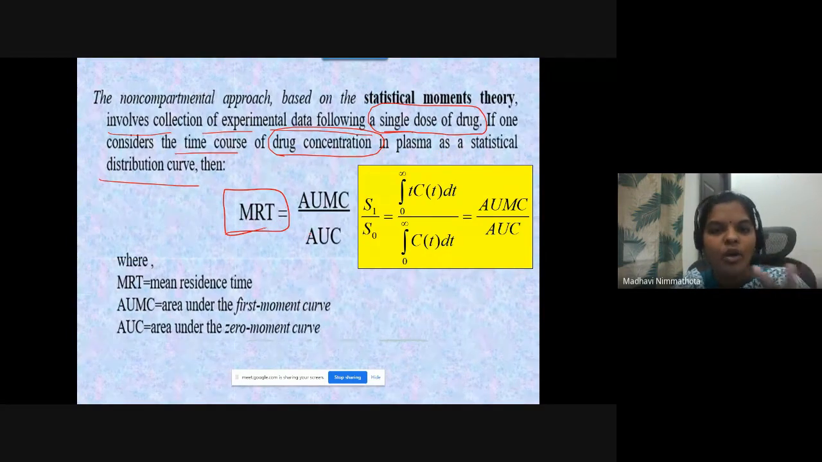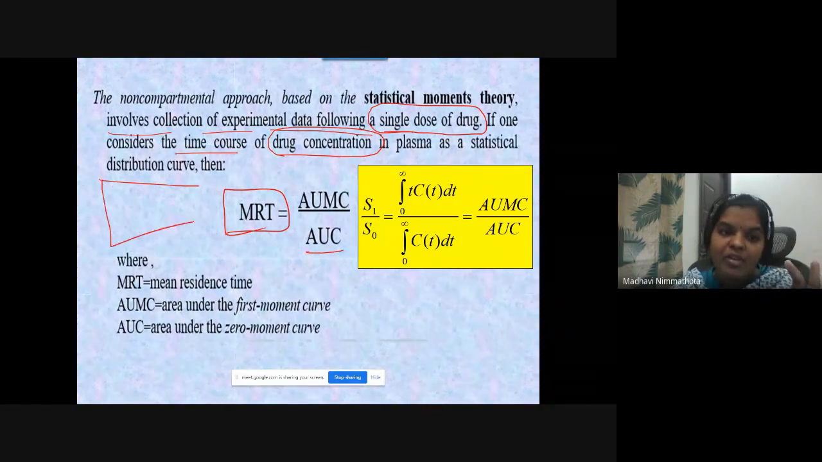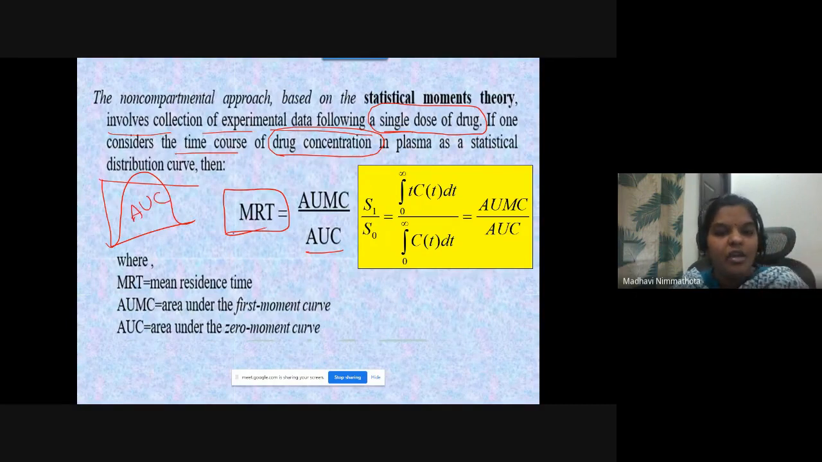You all know about the AUC. This is area under curve. Previously we studied it like this. The area which is available for drug absorption under this curve, we denote as AUC. This is the area under the curve.